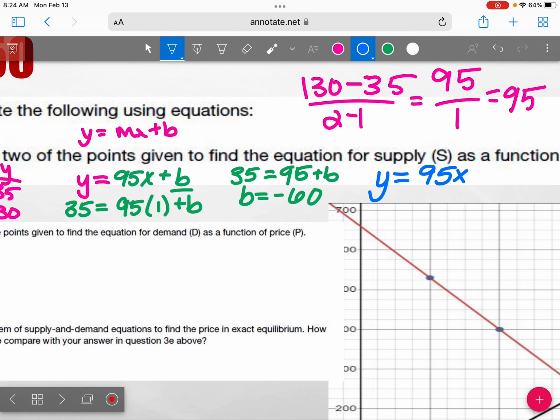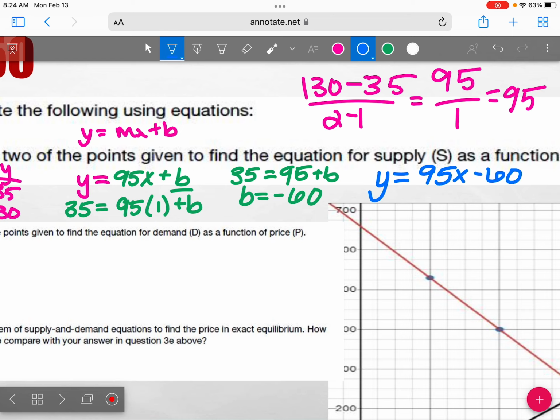Not plus, but minus. Don't forget the minus. Yep, minus 60. Okay? So that is our equation for supply as a function of price. That means when we plug in a price, it's our x's, right? When we plug in our price, we get our supply. So it's supply as a function of price.